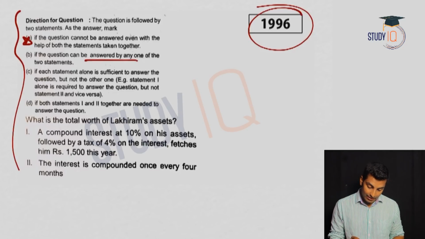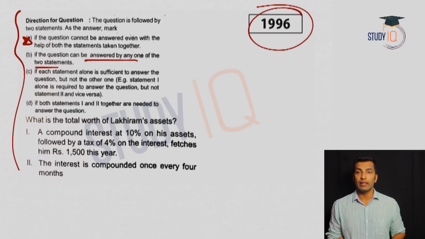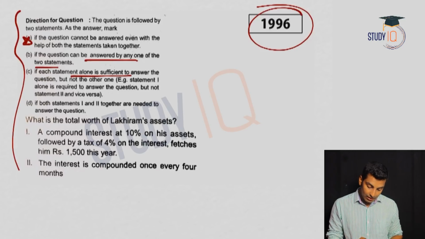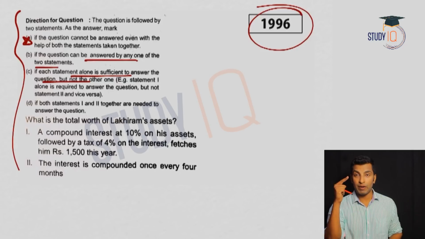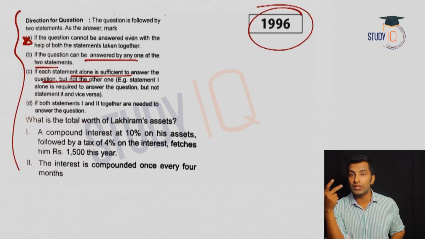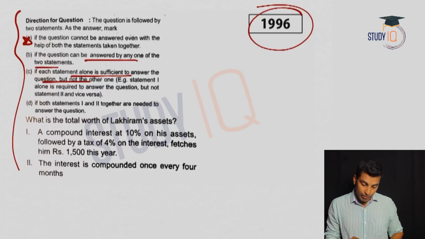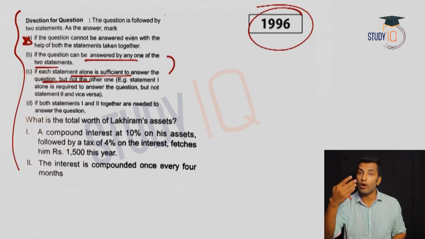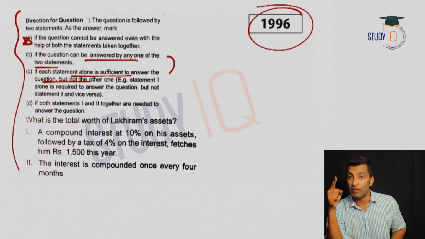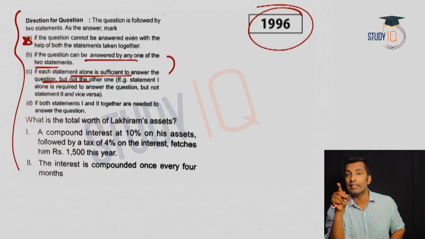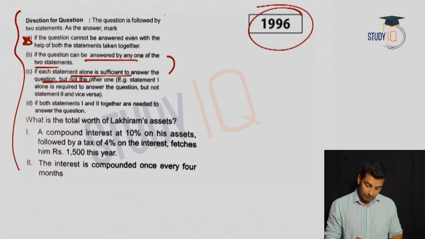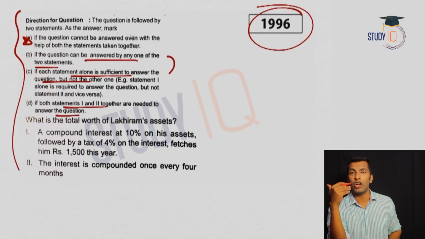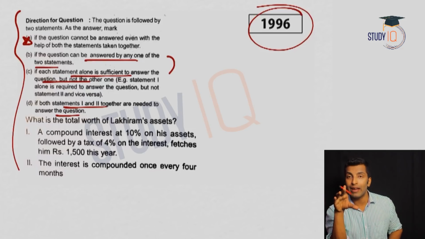B, if the question can be answered by any one of the 2 statements. So statement 1 will help you, statement 2 also will help you. Now, what is the difference between B and C? B says statement 1 alone will help you, and statement 2 alone will also help you. But C says statement 1 will help you, but in that case statement 2 will not help you, or statement 2 will help you, in that case 1 will not help you. Now what about the last one? Both statements together. 1 alone will not help you, 2 alone will not help you. Combined you'll get the answer.